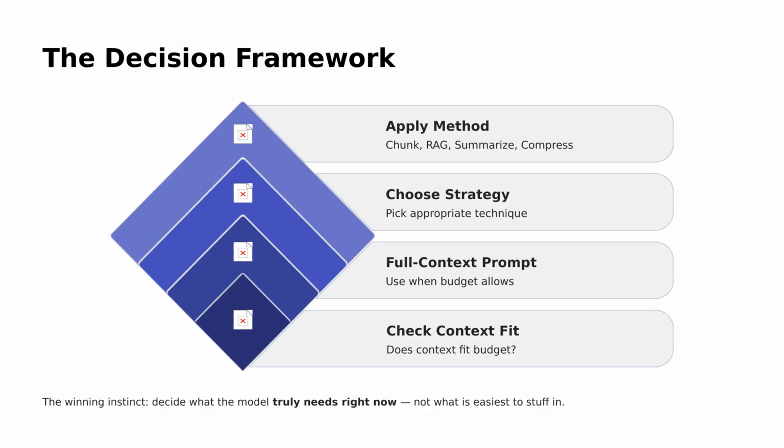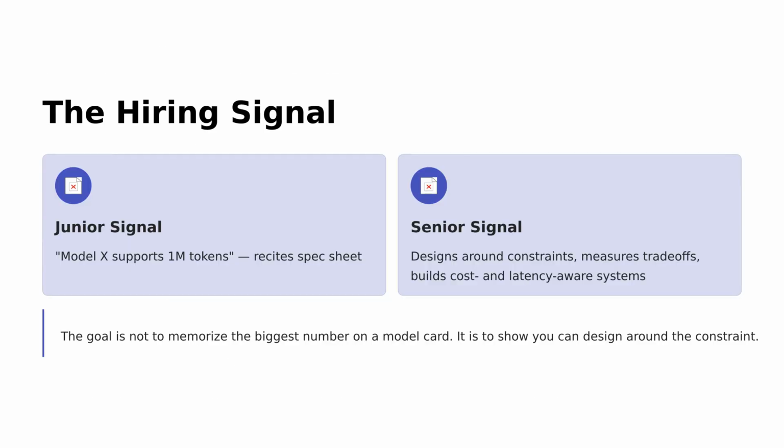Here's the decision framework in practice. First, apply the method. Chunk the material, use retrieval when needed, then summarize or compress. Next, choose the strategy that best fits the task. If the budget allows, a full context prompt can work well. Then check context fit. Does everything you want to include actually fit within the model's limits? The key instinct is to give the model what it truly needs right now, not just everything you can stuff in.